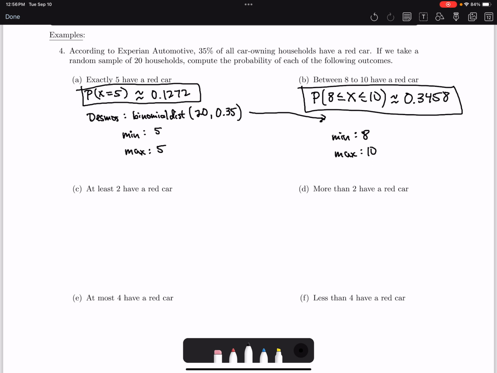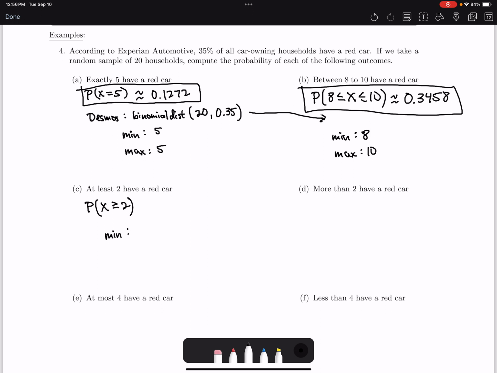In part C, we want the probability that at least 2 have a red car. Well, if at least 2 have a red car, that means 2 or more, right? So this would be the probability x is greater than or equal to 2. So again, I'm going to be using the Desmos calculator. I just need to change the min and the max.